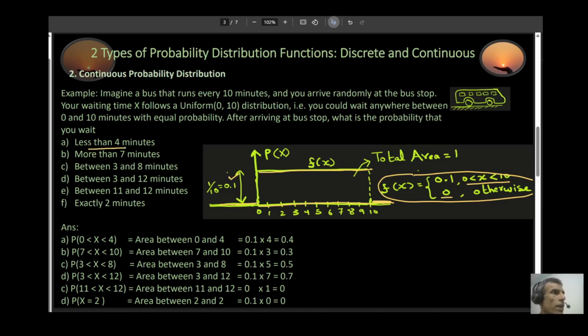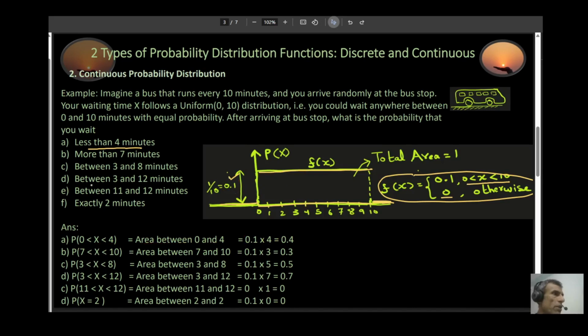Okay, so let's start with the first question. What is the probability that you wait less than 4 minutes? In other words, what is the probability that your waiting time is between 0 and 4 minutes? The answer would be the area between 0 and 4. So this is my 0 and this is my 4 right here. The area between 0 and 4 would be this region right here. This is my height right here, 0.1, multiplied by the length of your base, which is 4. So 0.1 times 4 is 0.4. So the answer is 40%.